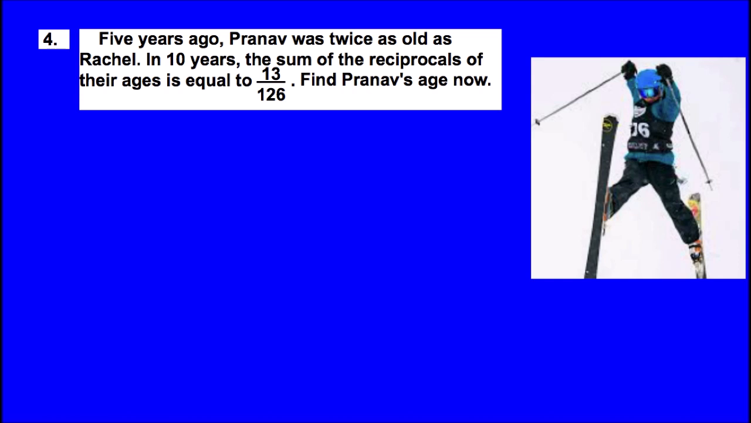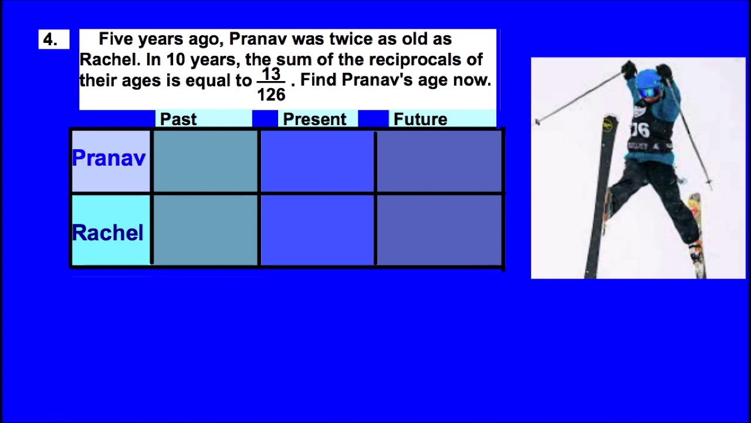5 years ago, Pranav was twice as old as Rachel. In 10 years, the sum of the reciprocals of their ages is equal to 13 over 126. Find Pranav's age now. Construct the past, present, and future table for Pranav and Rachel.